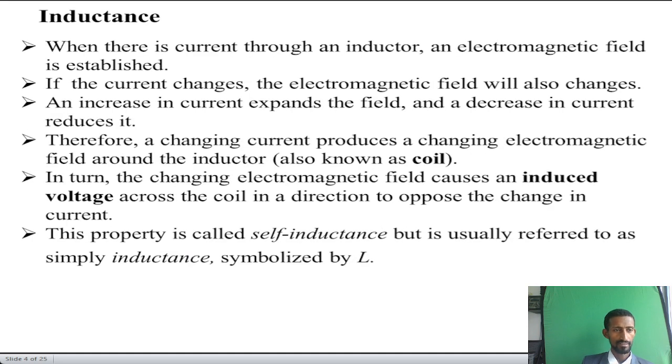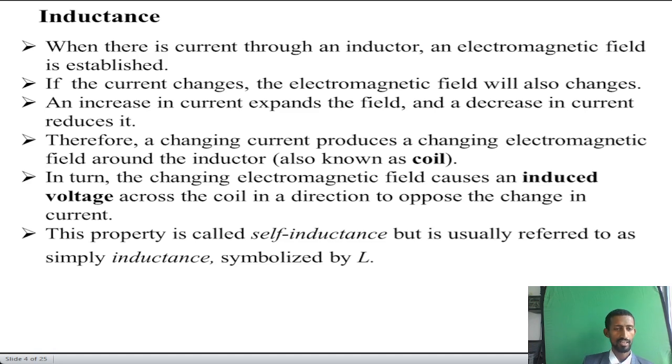When there is a current through an inductor, an electromagnetic field is established. If the current changes, the electromagnetic field will also change. An increase in current expands the field, and a decrease in current reduces the field. Therefore, a changing current produces a changing electromagnetic field around the inductor.